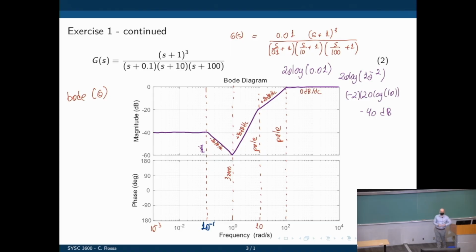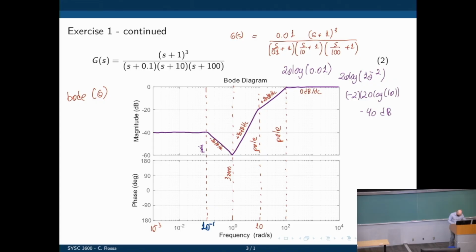No? All right, let's do the phase. Where does the phase start? At very low frequencies, no poles at the origin, no zeros at the origin. The phase is? If there are no poles at the origin, no zeros, 0. Phase starts at 0.